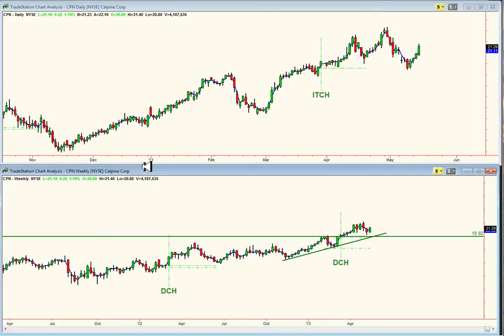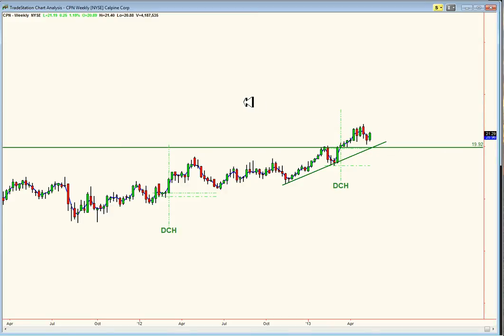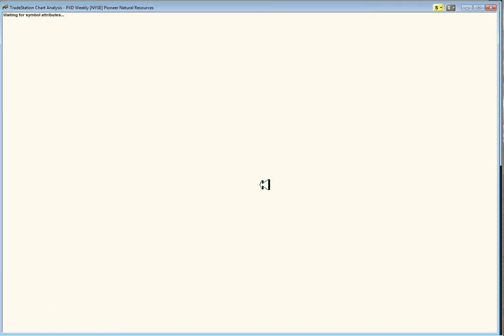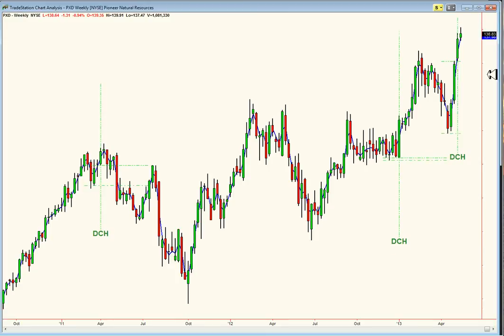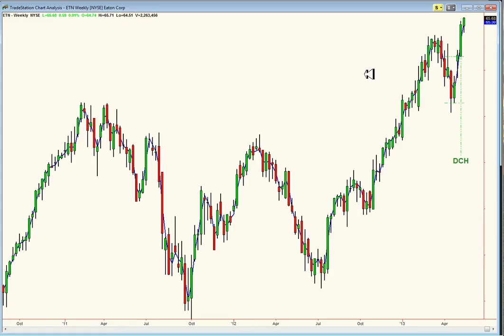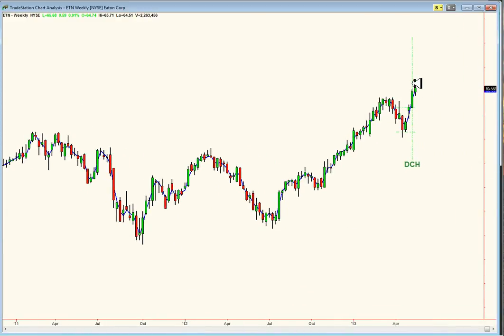Now, if we were to look at some others firing right now on the weekly chart, I won't show the daily chart, but if we look at them on the weekly chart right now, we have PXD, a corrective breakout on PXD, ETN, and you can see that look here, corrective V-shaped look.